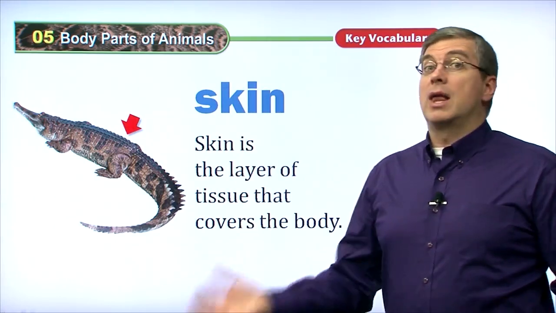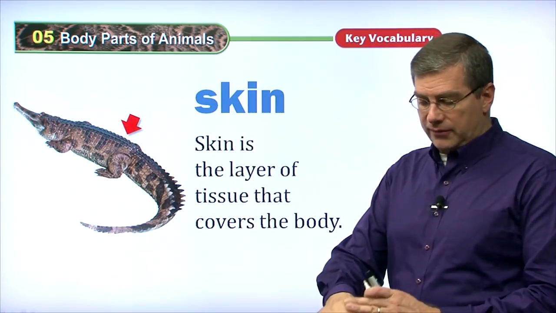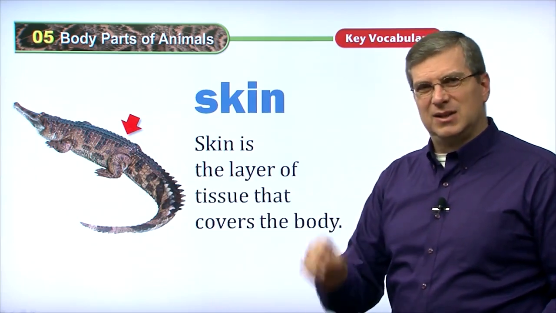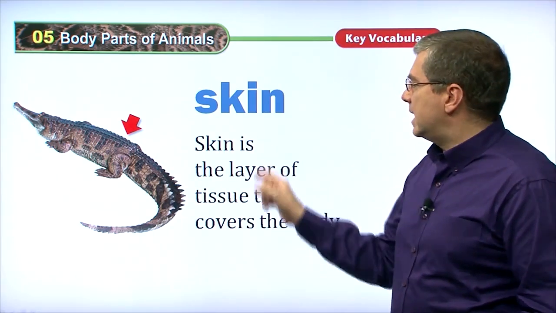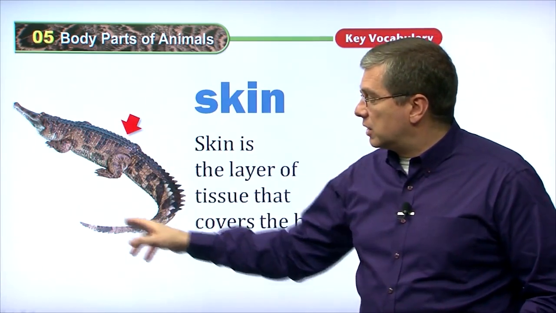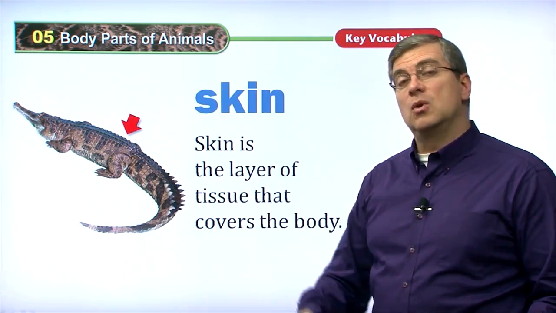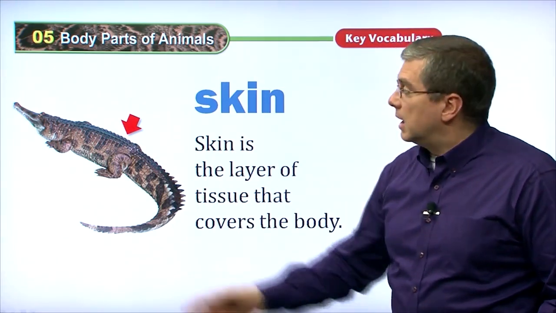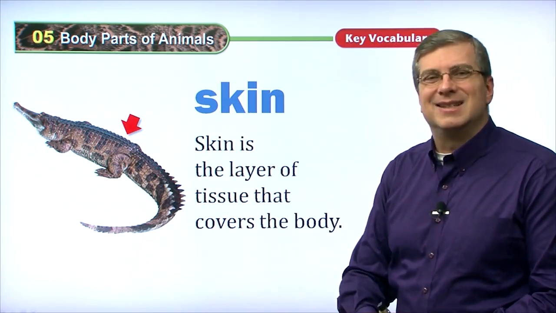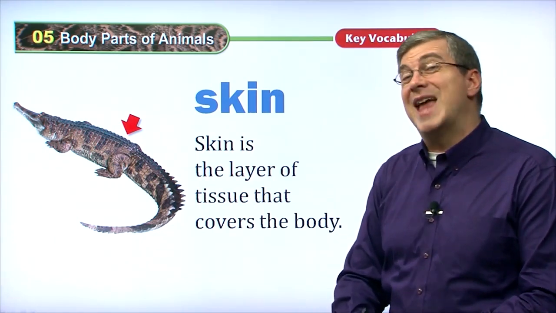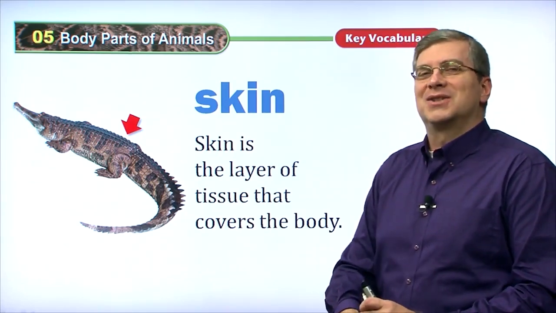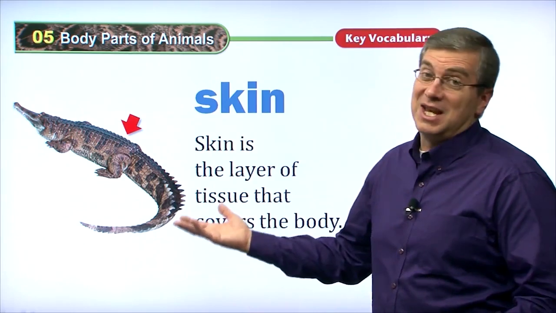Skin. We all have skin, right? We have soft skin, right? An alligator has hard, thick, tough skin. Skin is the layer of tissue that covers the body. So it's actually the largest tissue on most animals. It's the largest tissue. Do you know that your skin is usually dead cells? It's cells of your body that are dead. Ugh, think about that. We're carrying around a lot of dead cells on our skin, but that's what skin is.